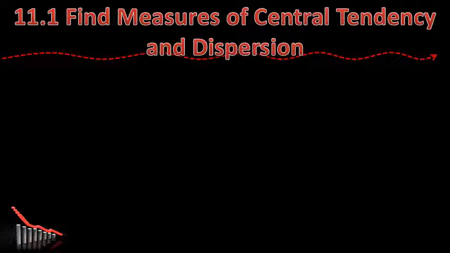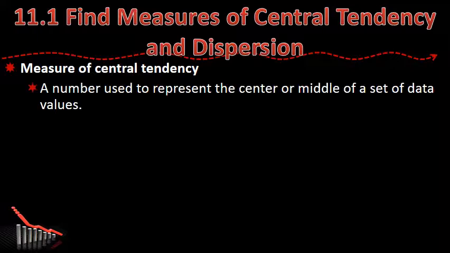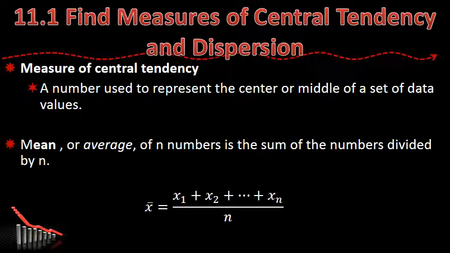11.1. Find measures of central tendency and dispersion. A measure of central tendency is a number used to represent the center or middle of a set of data values. There are three measures. The first one is the mean, or average, of n numbers, which is the sum of the numbers divided by n, or that formula.